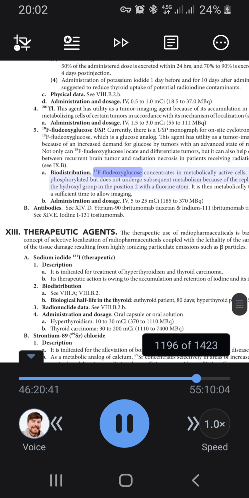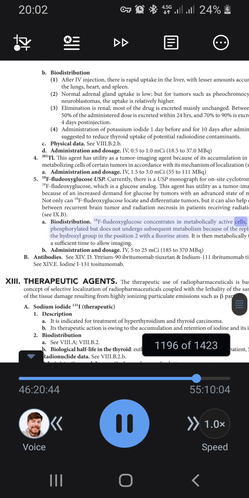Biodistribution. Fluorine-18 fluorodeoxyglucose concentrates in metabolically active cells, where it is phosphorylated but does not undergo subsequent metabolism because of the replacement of the hydroxyl group in position 2 with the fluorine atom. It is then metabolically trapped for a sufficient time to allow imaging. B. Administration and dosage. 5 to 25 mCi, 185 to 370 MBq.